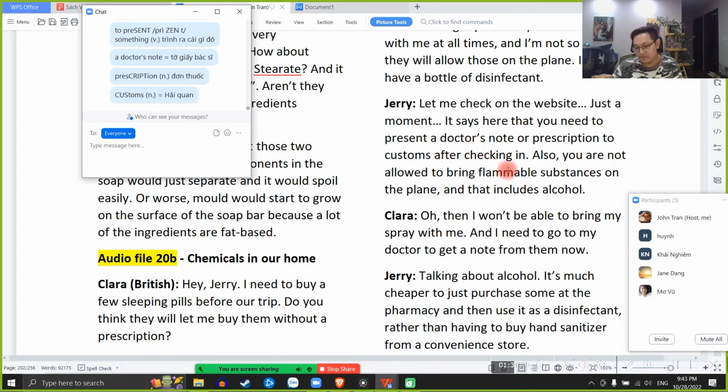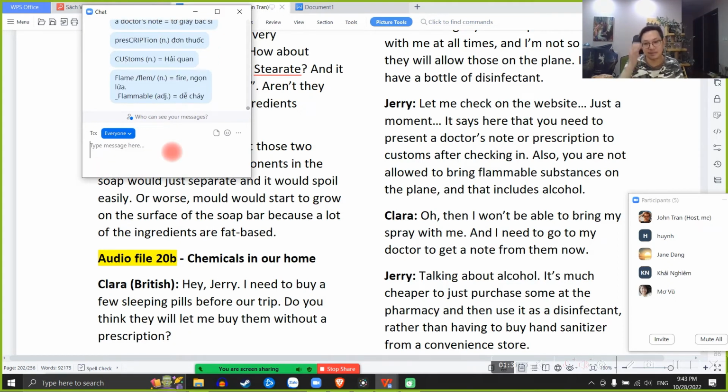Also, you are not allowed to bring flammable substances. Bạn cũng không được phép mang những cái flame. Flame là fire, ngọn lửa. So we have the word flammable. What is that? Dễ cháy, flammable substances. Con người ta không được mang theo những hợp chất dễ cháy lên trên máy bay, và nó bao gồm alcohol luôn.